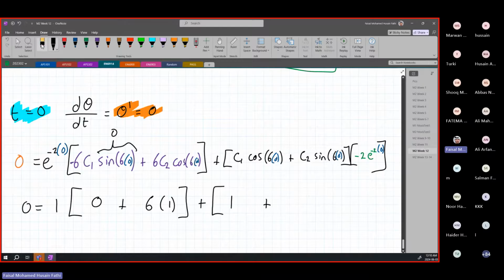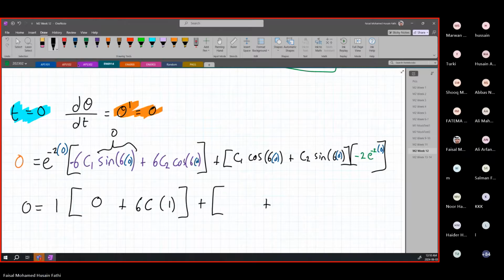Plus, or actually it's not 1, it is C1. I'm sorry, I forgot about my C1 and C2 values. So here we have 6 C2 times 1. And here we have C1 times 1. All right? I forgot about my C2 and C1 values.